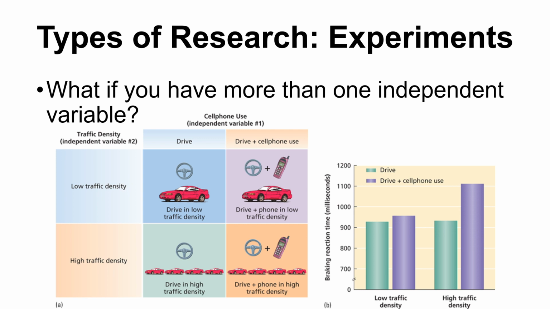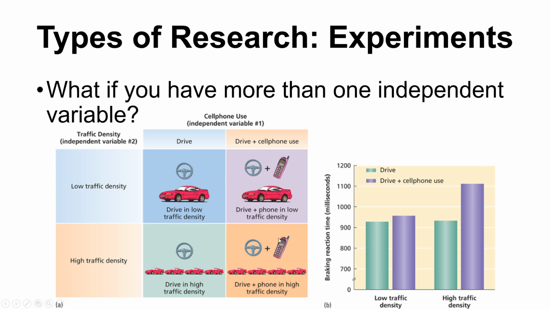If we want to introduce a second independent variable, maybe we want to look at something like traffic density. How busy is it? Is it not very busy, or is it very busy? So we can ask then, okay, what if somebody is driving with no cell phone in low traffic density? They're going to be able to brake fairly quickly. If they're driving with no cell phone and the traffic density is high, we'll still see that they're doing fairly well. They brake about the same amount. So the traffic density doesn't matter if they're not using their cell phone.